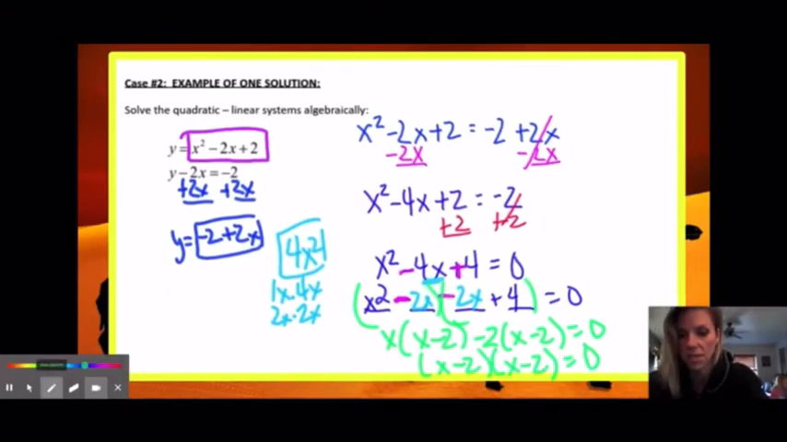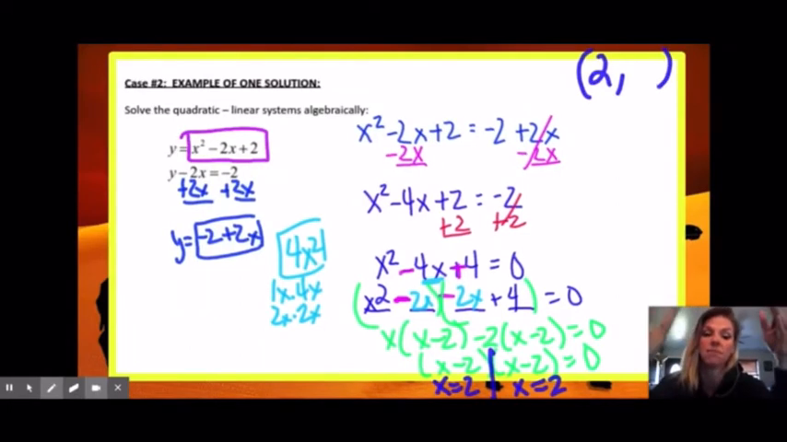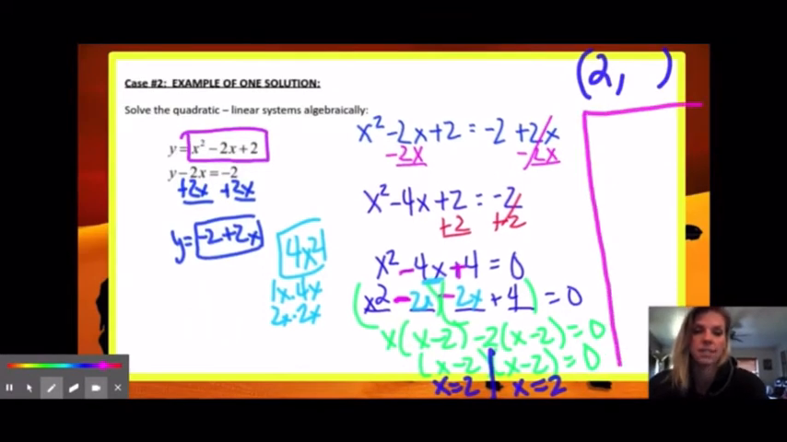Last step here is to split and solve. And when you split and solve, you should get x equals 2 for both of them. Well, if that happens, that means that you just have one solution. Yes, you solved it and got 2 twice, but it's the same number. So my solution is going to be 2 comma something. And I know these are long and you feel like, oh, I did all this work and found x, but you can't forget you're looking for the point or points where they cross. So now, after all of that work, I still need to find y.